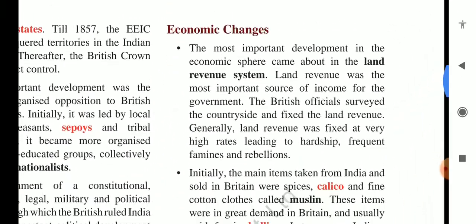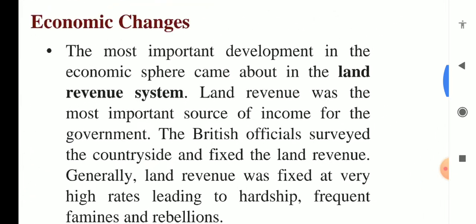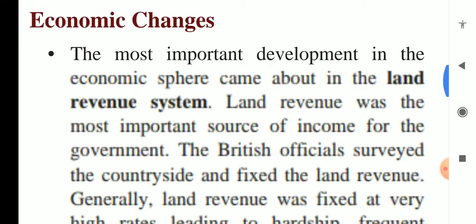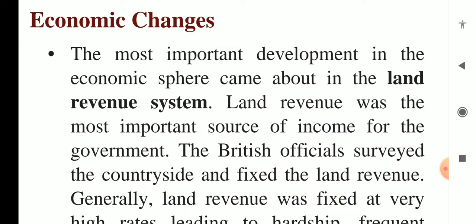Let us see the second: economic changes. The most important development in the economic sphere came about in the land revenue system. Economic means related to money. Economy of India means how the money system works around the country. In that, the most important development came about in the land revenue system. Land revenue means the taxing system, a source of income for the government. Land revenue was the most important source of income for the government.